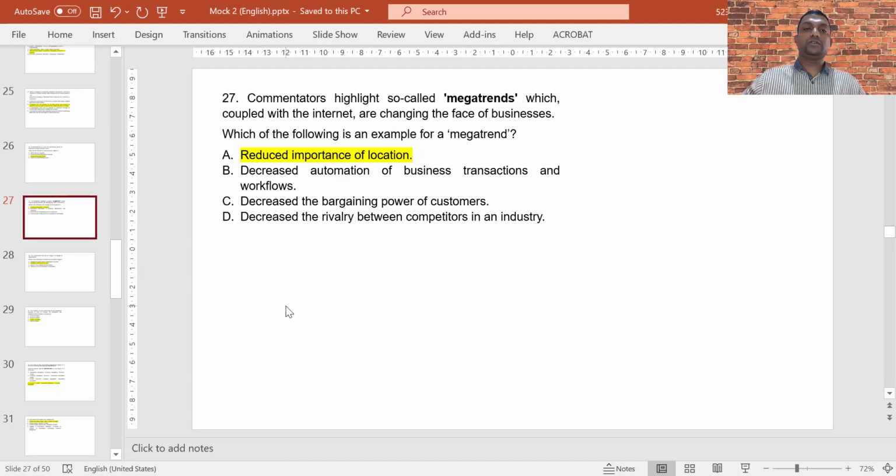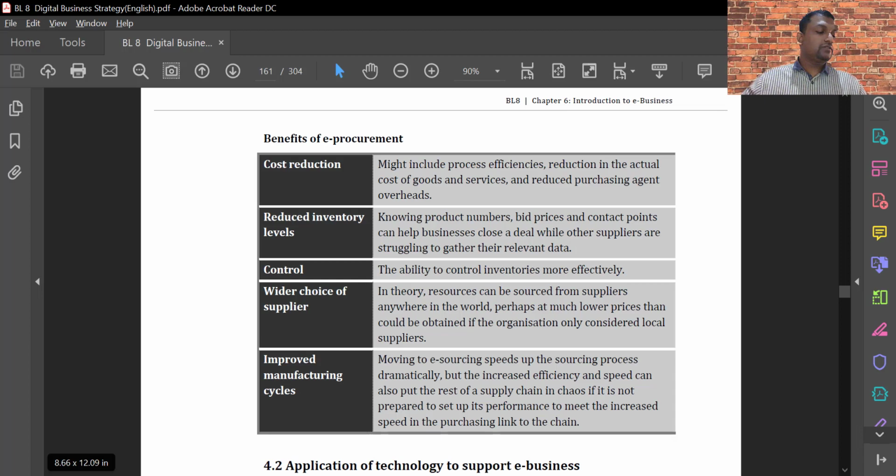Question number 27. Commentators highlight so-called mega trends which, coupled with the internet, are changing the face of business. So from time to time, in different time periods, there are mega trends, like trends which are used by organizations and the world. So these mega trends are highlighted from time to time. So let's look at what these mega trends are. This is basically a result of the internet.